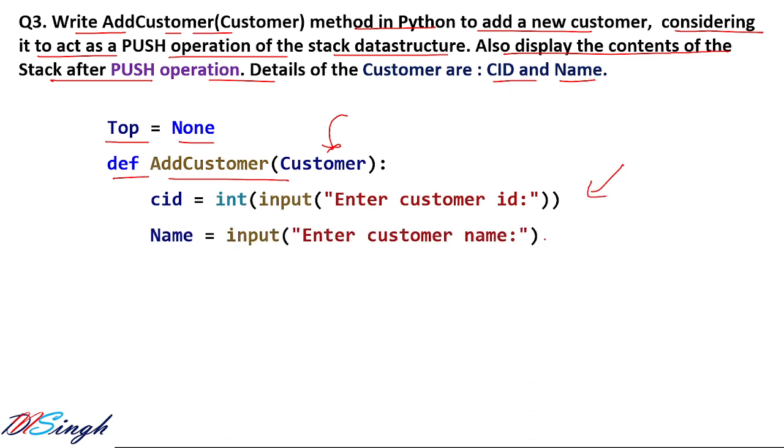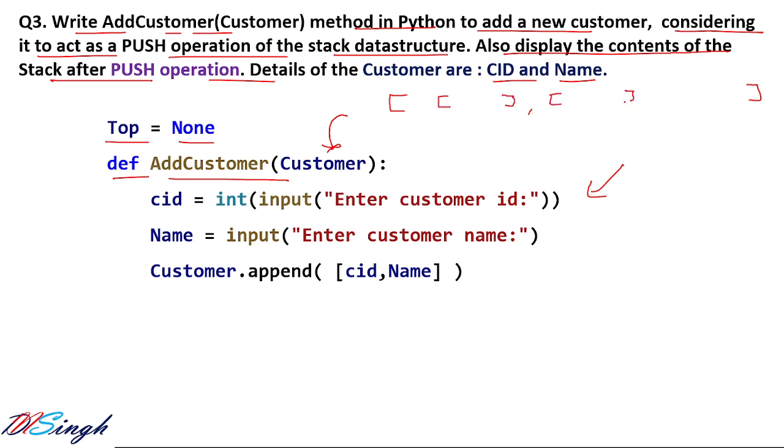Okay, so here CID should be read from the user because we need to add CID and name. Then name should be read from the user. CID is of integer type, name of string type. Then we need to make that customer dot append and that list CID comma name is passed. So what is going to happen inside that customer stack? We are going to have element as list and that list contains CID and name. So if customer is a list, then we have such type of element in it and it is a nested list in that case.